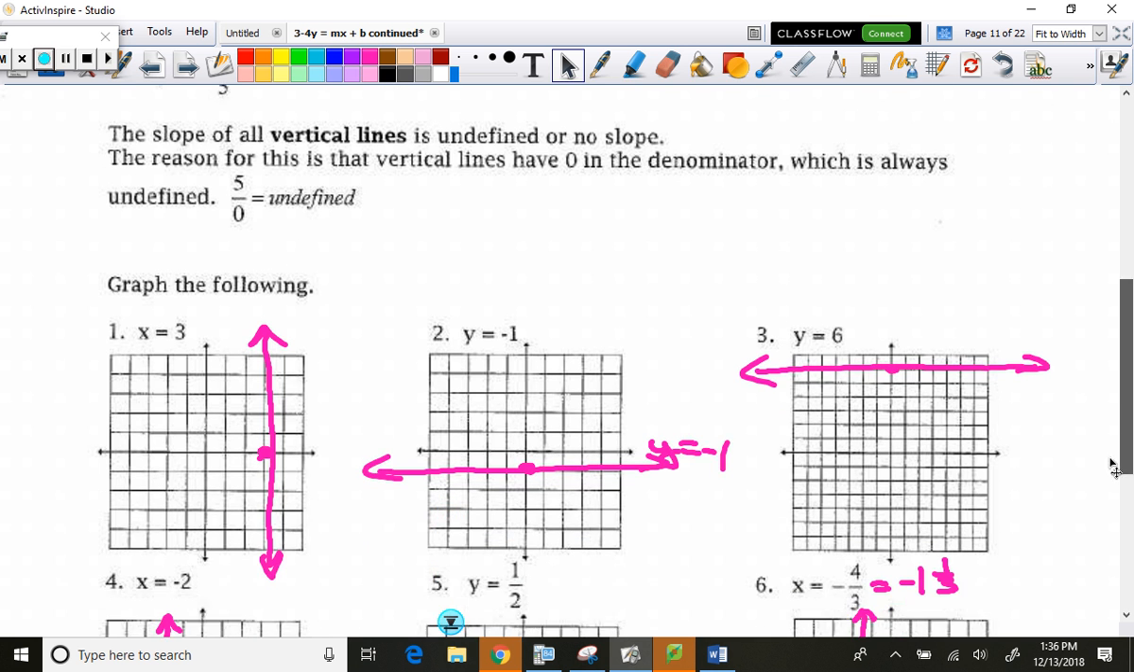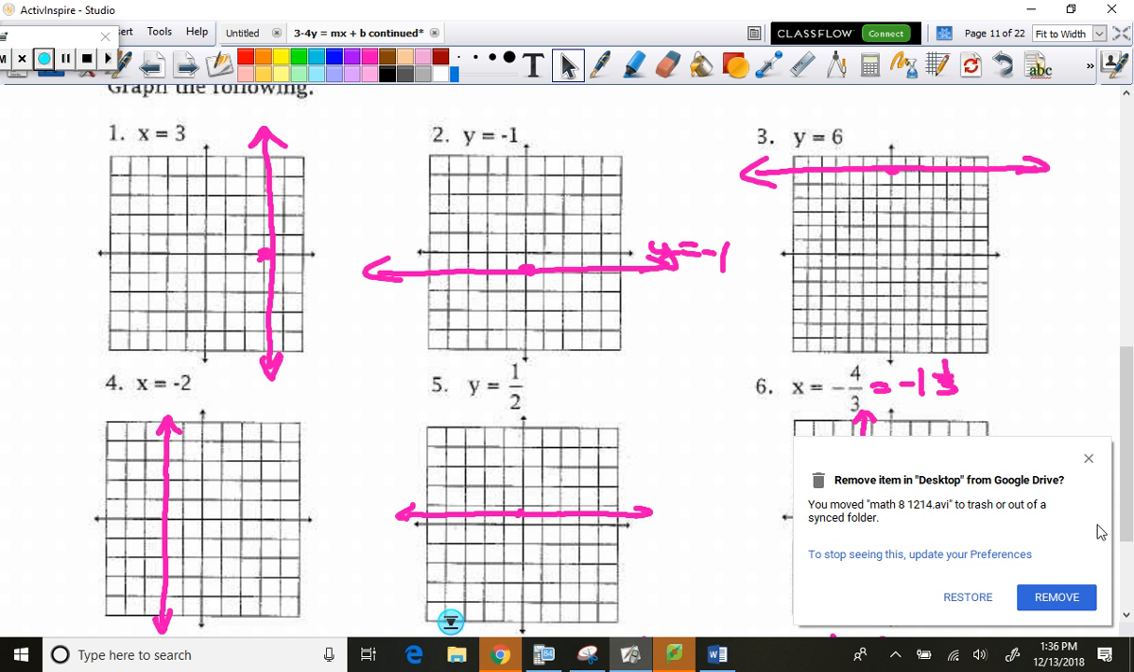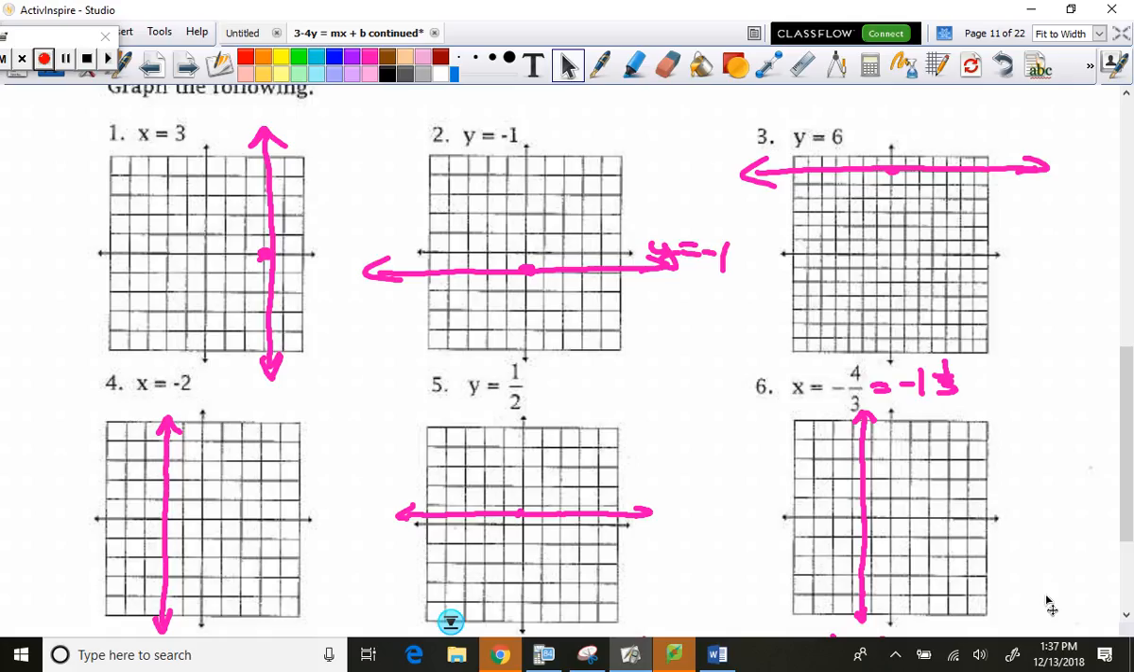So here are the homework answers to the first page of homework from last time. Recall when it's x equals a number, I go to -2 on the x-axis, and then it's a vertical line. If it's y equals a number, I go to 1/2 on the y-axis, which is halfway between 0 and 1, and draw a horizontal line. When it's -4/3, that's -1 1/3, so that's a little more than -1, and I draw the vertical line.